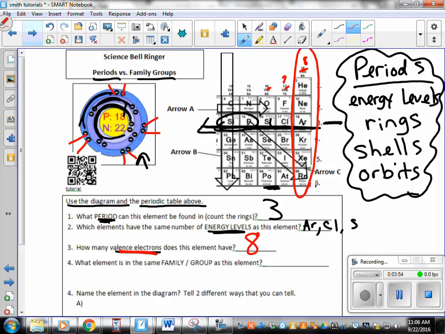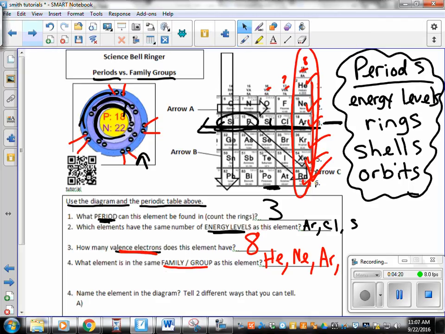What element is in the same family group as this element? So same family. We are family. We move down the columns you see. So I have helium, neon, argon, krypton, xenon, radon, all of those.